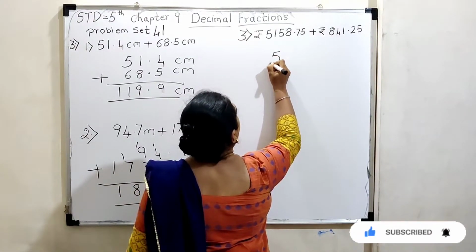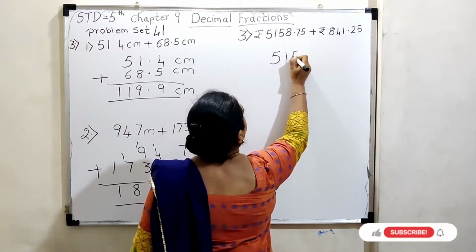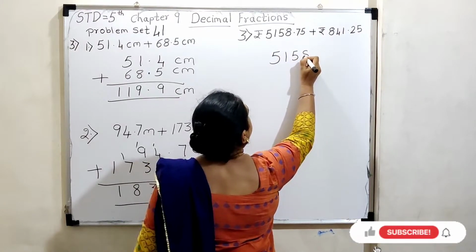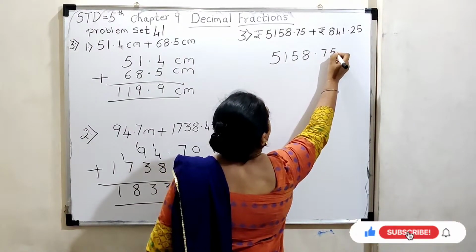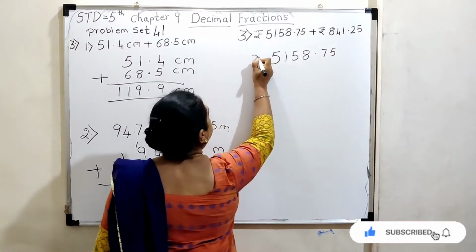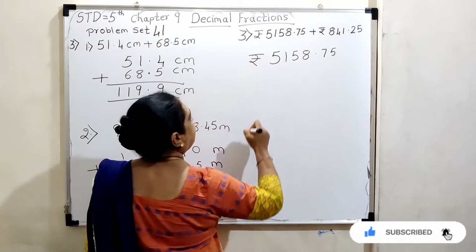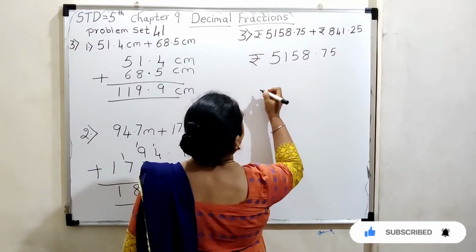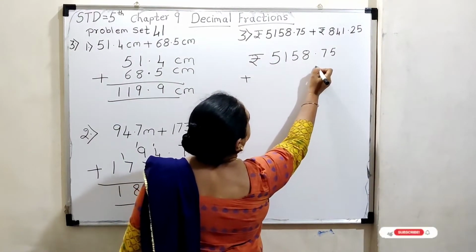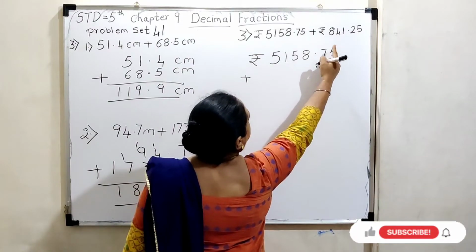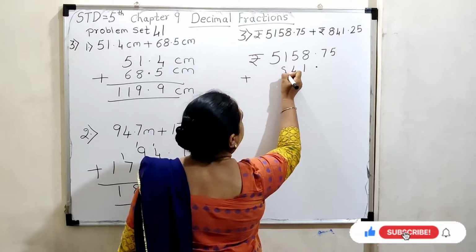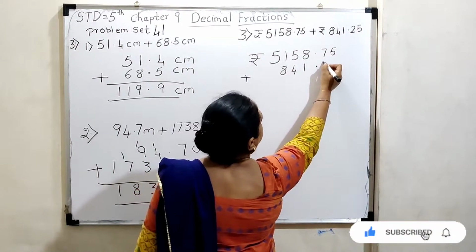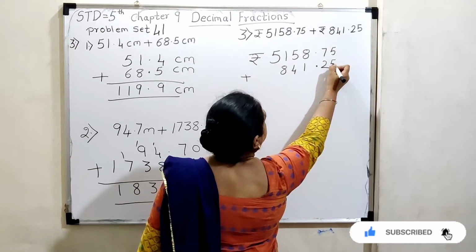Now, we'll move to sum number 3. 8.75. This is in rupees. Don't forget to write rupees. Now add. Put the point first of all. Before the point what comes? 1, 4, 8. And after the point 2, 5.